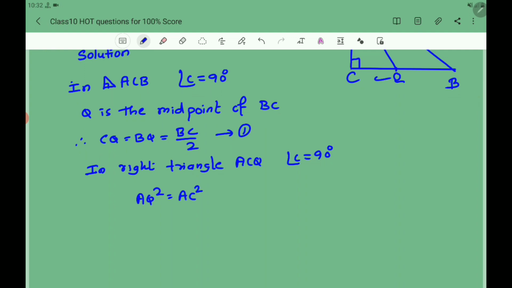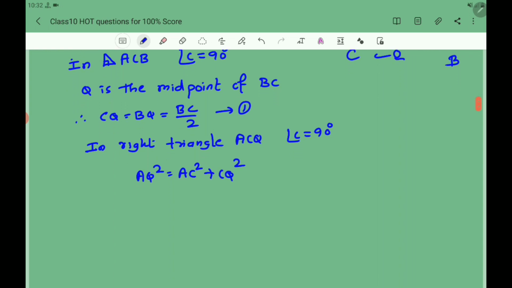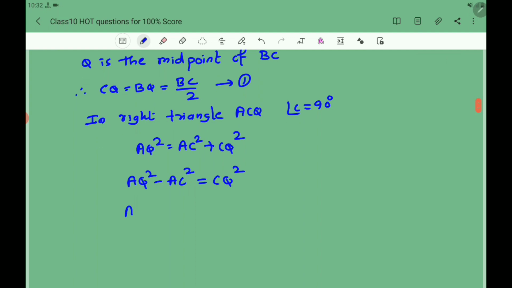AC square plus CQ square. Then you take that AQ square minus AC square. AQ square minus AC square equals CQ square. Then you write AQ square minus AC square equals CQ, which can be taken as BC by 2. So CQ square is nothing but BC by 2 whole square, because here Q is the midpoint and you have taken that in the first one.